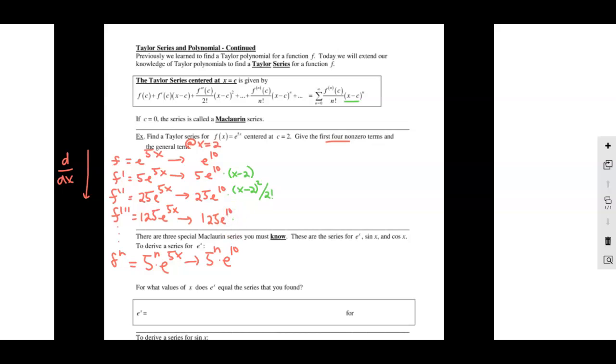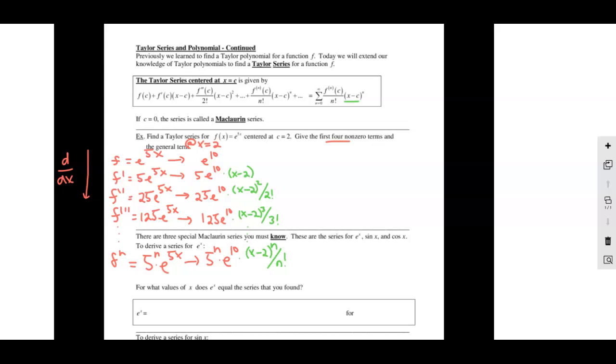And then at the next one, I would actually leave that. 2 factorial is 2, so I would leave it as 2 factorial. The next one, I would leave it as the factorial, because that's going to help you see the pattern. Here we have x minus 2 cubed over the 3 factorial, and then dot, dot, dot, right? This one is going to be x minus 2 to the nth over the nth factorial.